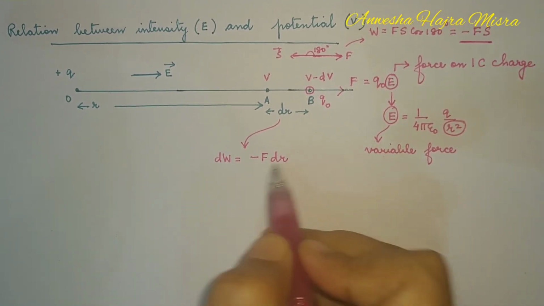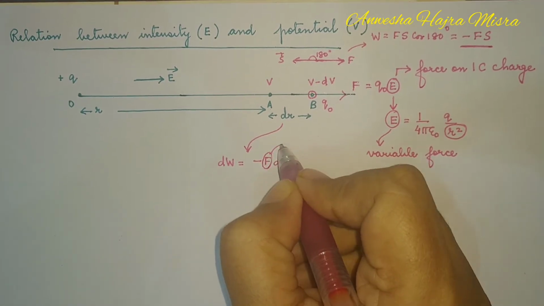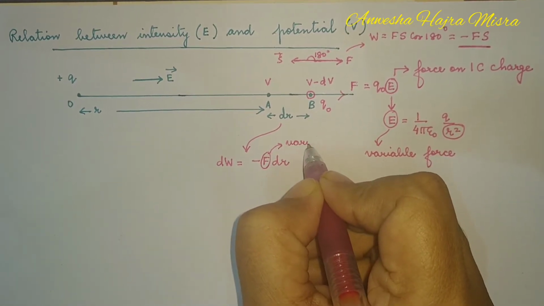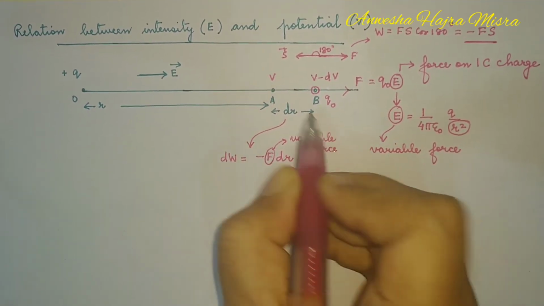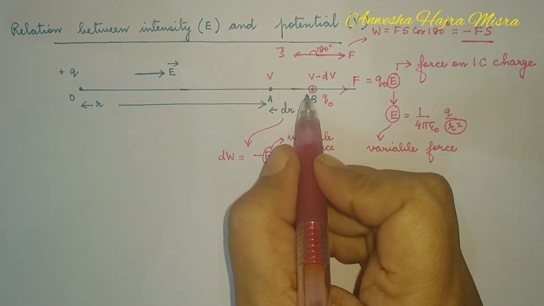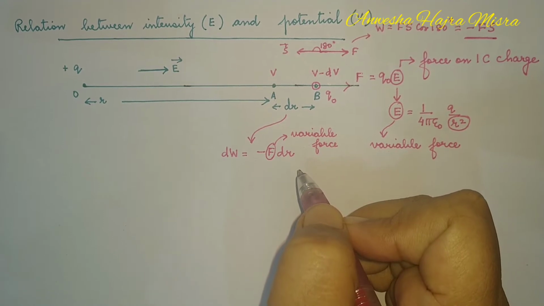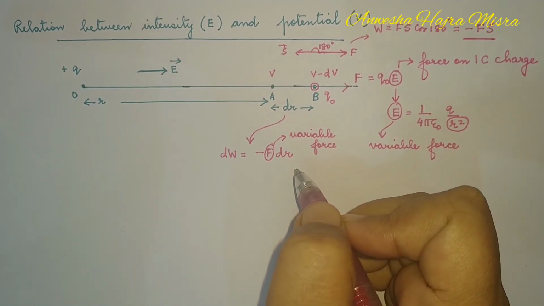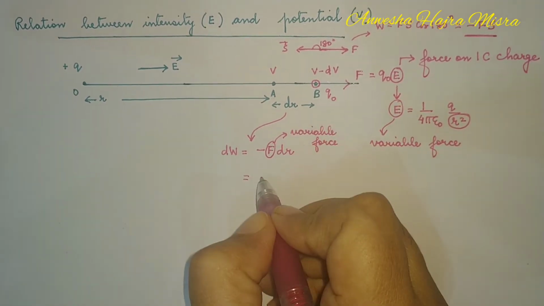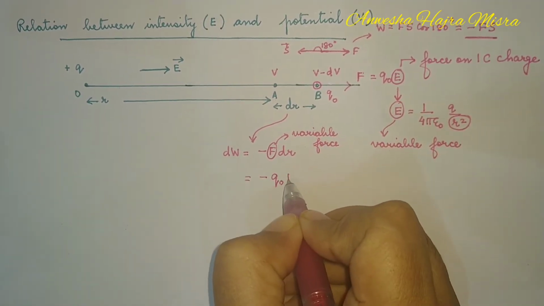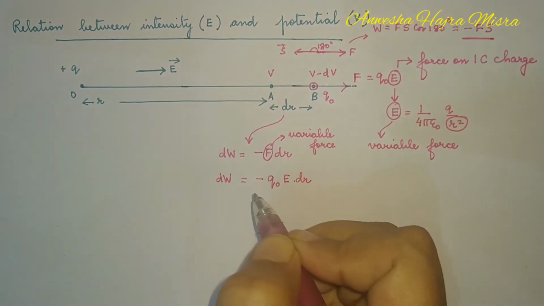Why did we go to the small dr? Because F is a variable force. And we assume dr so small that within this small distance dr, force remains constant. Now, what is F? F is Q naught E into dr. This is the small work done.